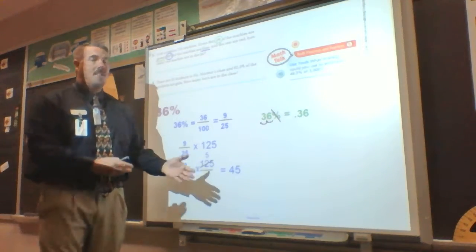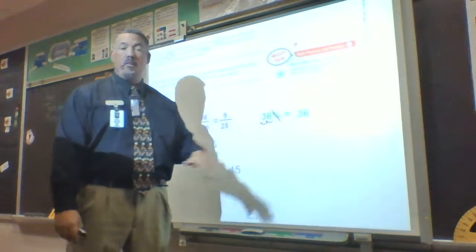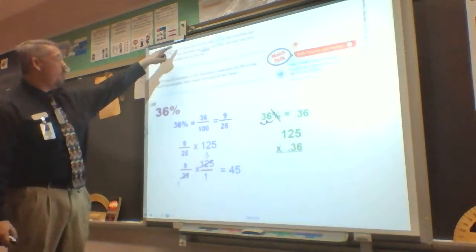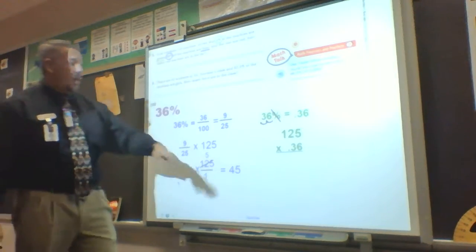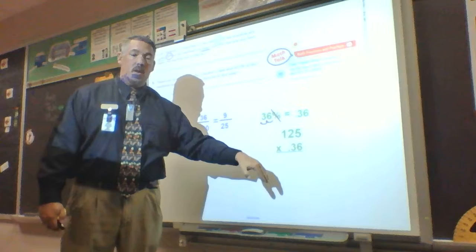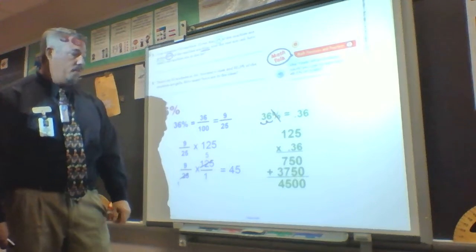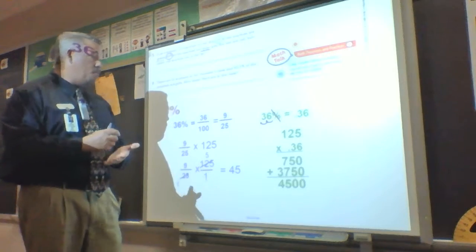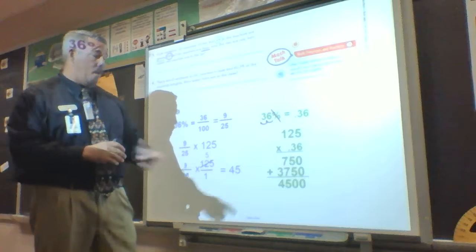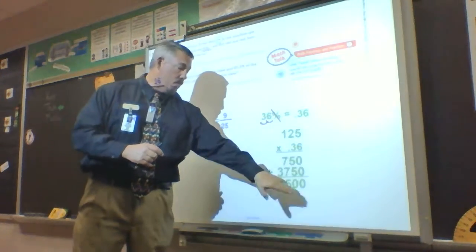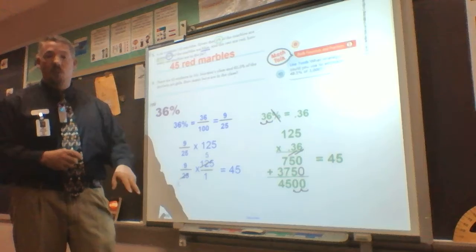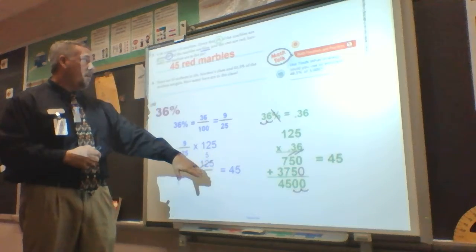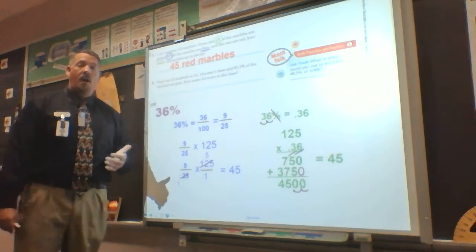Well, I check my decimal, make sure I have the same answer. So I'm going to use my 0.36 or 36 hundredths. I'm going to multiply it by the 125 marbles that I'm starting with. I multiply by the 6, then I bring down a 0 and I multiply by my 3. When I do that math, I'm left with 4,500, but remembering that I'm multiplying by a decimal, I count my decimal spaces and move that decimal from right to left, in this case, 2 times. And once I do that, I do get 45, which is the same as what I got over here. So I know that I have 45 red marbles.